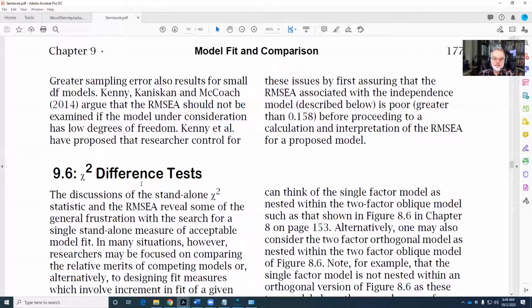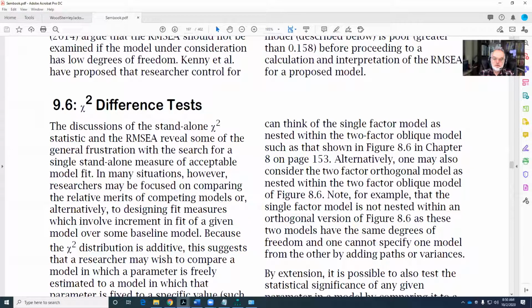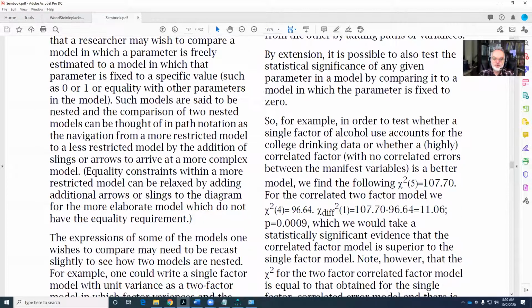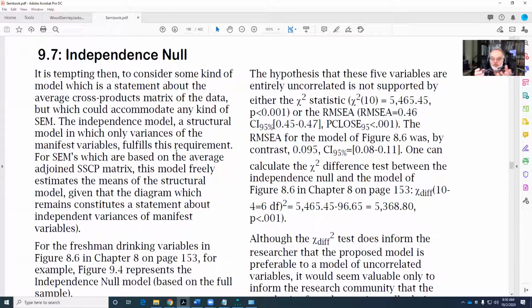It's close enough to the end that this is probably a good stopping point. And what we'll do next time is I'll go through chi-square difference tests and explain to you what this independence null model is and how the idea of an independence null led us to the calculation of other fit indices that are roughly scaled on 0 to 1, where high values are indicative of good fit. And inside of that, we have things like the TLI, the CFI, and the normed fit index.